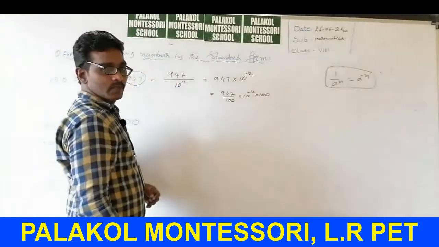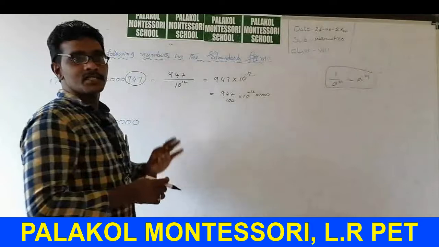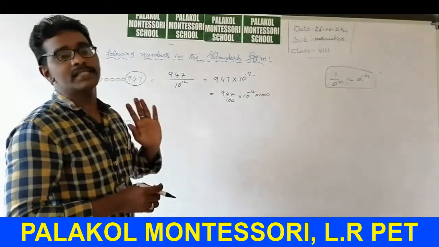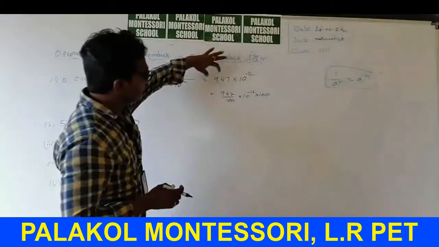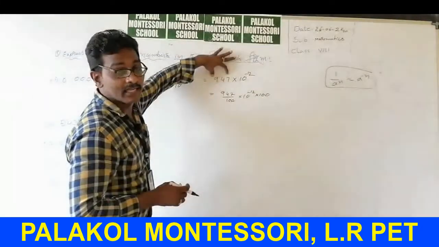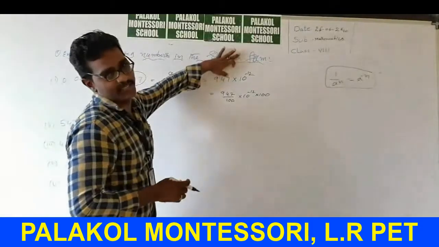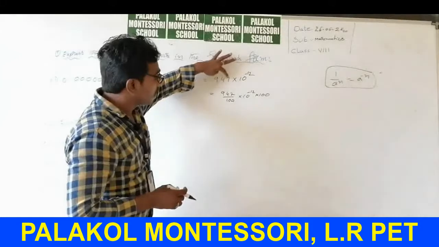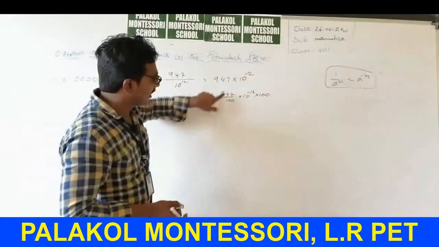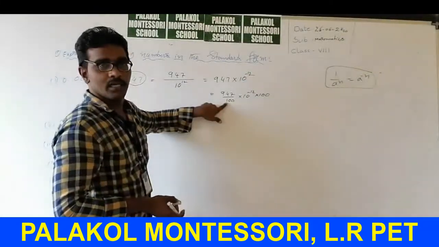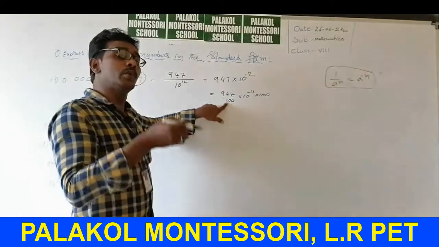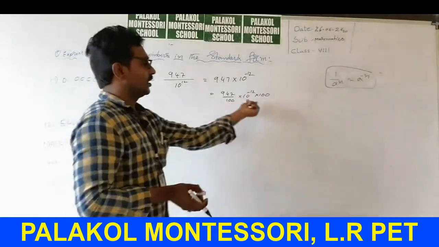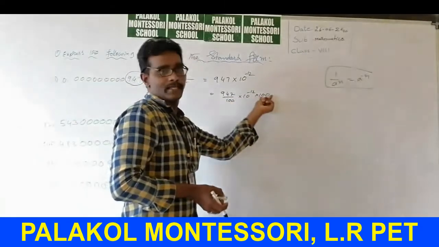Is it clear? Standard form means your integral part has only one number. In this integral part, three numbers are there, 947. How to make the integral part only one number? Two numbers are extra. That's why in the denominator I write 100. So in this step, a new number is formed. How to cancel the new number? I write 100 in the numerator.